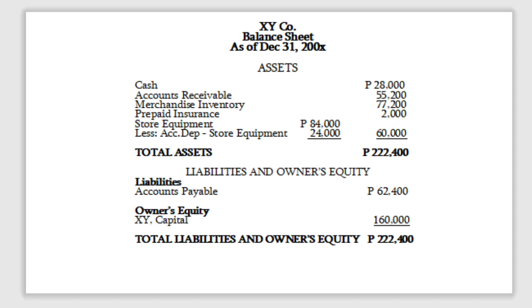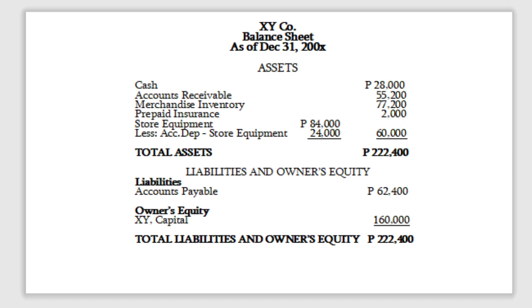So, the same with the initial trial balance that we have doon sa ating third step, which is the unadjusted trial balance, meron pa din tayong debit and credit. So, before tayo mag-post closing trial balance, titingnan muna natin yung balance sheet ng company. So, ito yung balance sheet ng company.